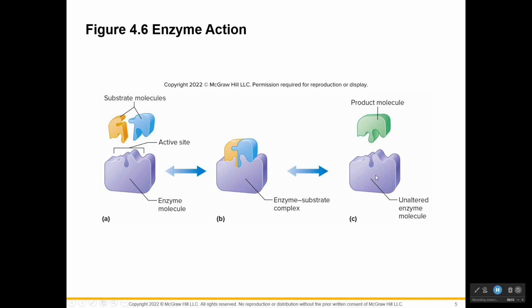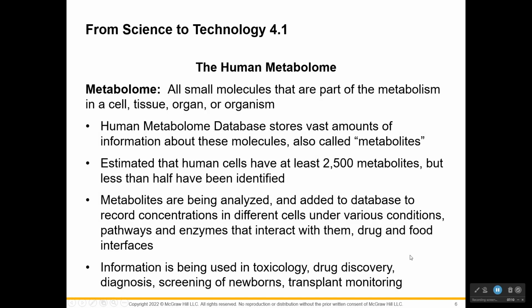So what could this enzyme do? It could take two more substrates. You could just make this a cycle, and it could continue making these products quickly from these reactants, faster than the cell could do without the enzyme.